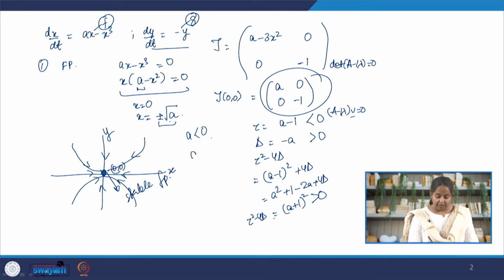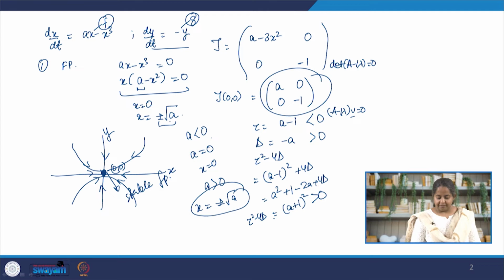Okay, now let us see what happens when a is equal to 0. When a is equal to 0, our fixed point is still just x equal to 0. We have only one fixed point, so the behavior remains quite similar. Another scenario is where a is greater than 0. Now when a is greater than 0, two new fixed points emerge, which are x is equal to plus minus root a.